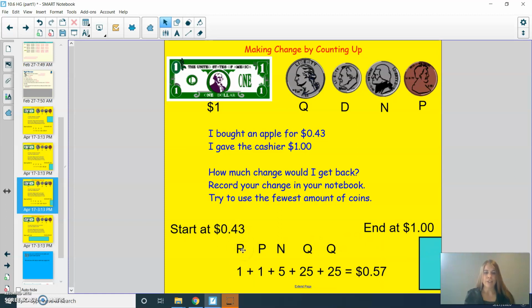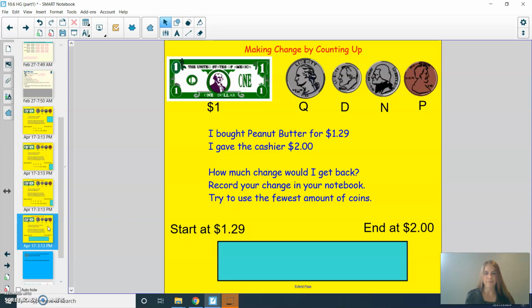So if I'm at 43 and I add 2 pennies, so 43, 44, 45, a nickel would get me to 50. Since I'm at 50 cents, I know if I add 2 more quarters, I would get up to a dollar, giving me my change of 57 cents. We'll try one more today.